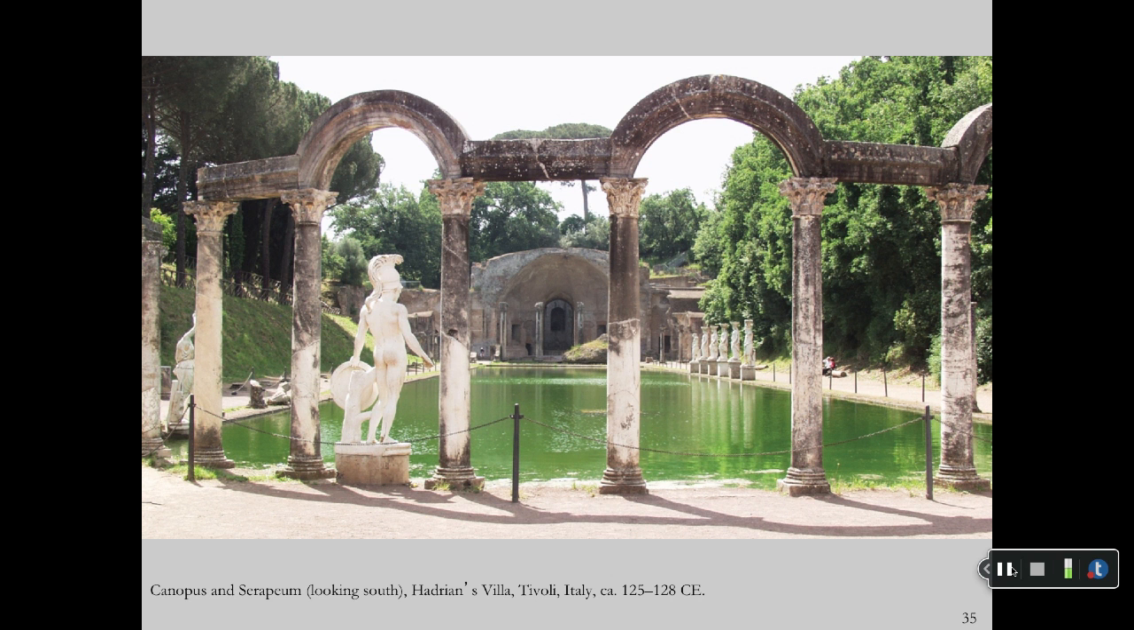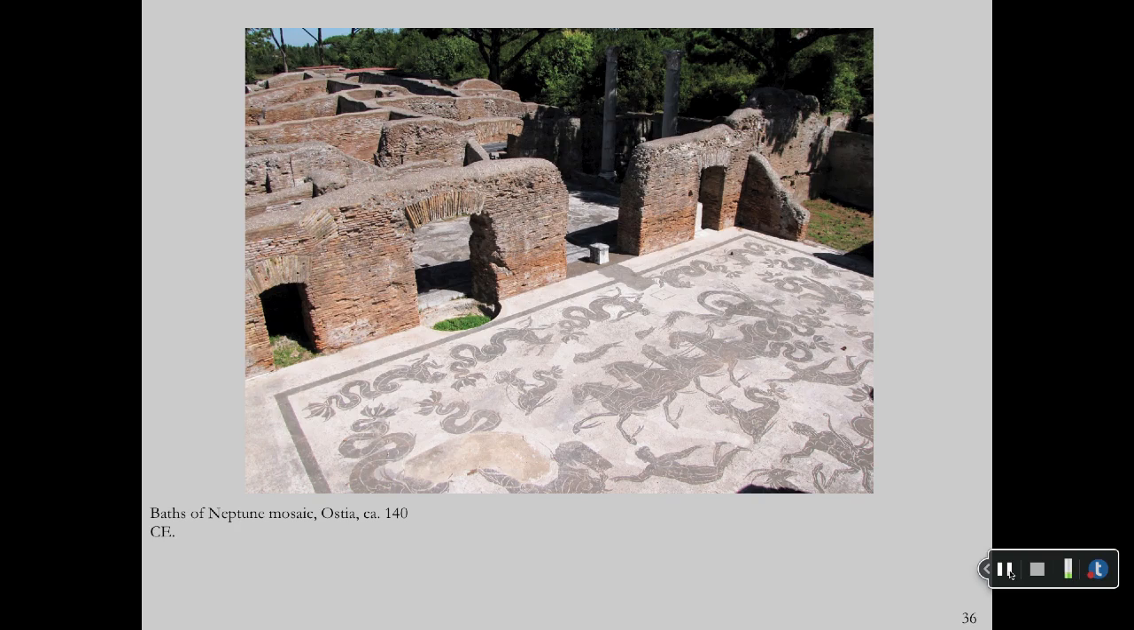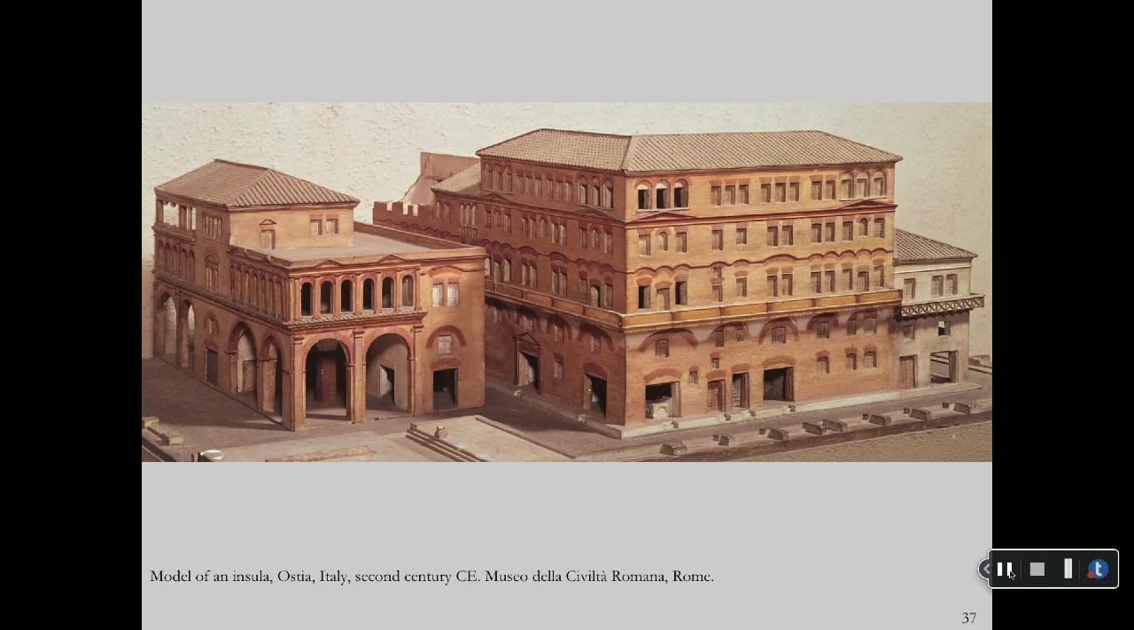Hadrian's Canopus and the Serapeum he designed is an eclectic construction. Several architecture styles are borrowed from Greek, Roman, and other traditions. In Rome and other Roman cities, the general population lived in apartments called insula.